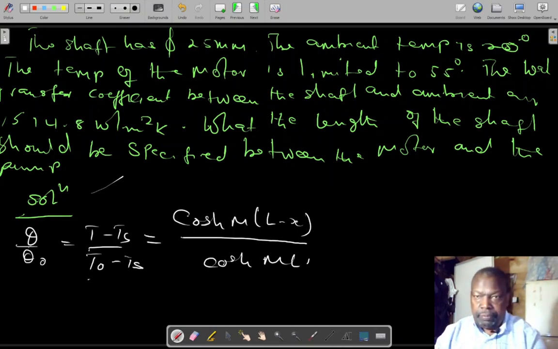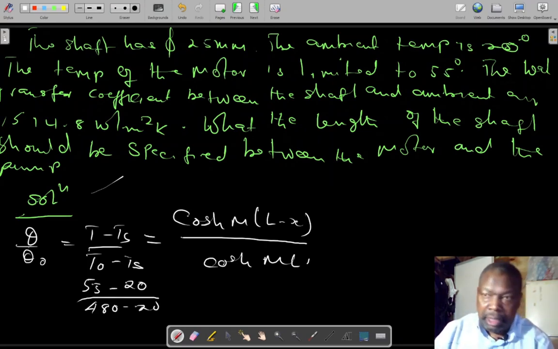So we have 55 minus 20 divided by 480 minus 20 is equals to, remember that we are evaluating this at x is equals to 0, so this becomes cosh at 0 at x is equals to L. So we'll have cosh of 0, which is 1, over cosh of ml.